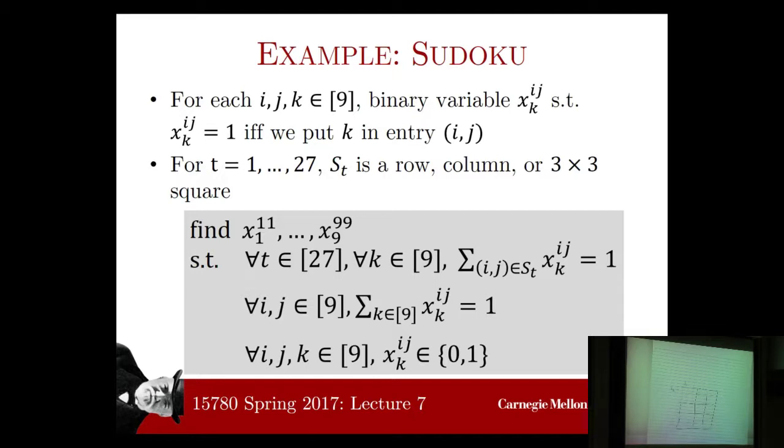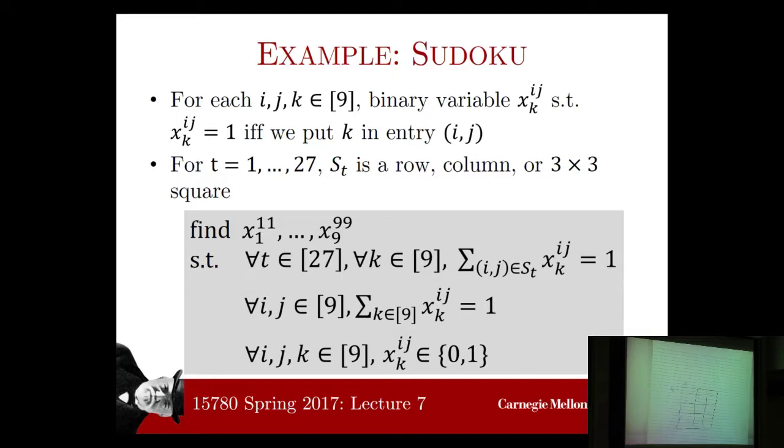So this whole thing together, you have many constraints here, and each one is saying, for a particular set and a particular number, that number has to appear exactly once in the set. Okay, so that's the first constraint.